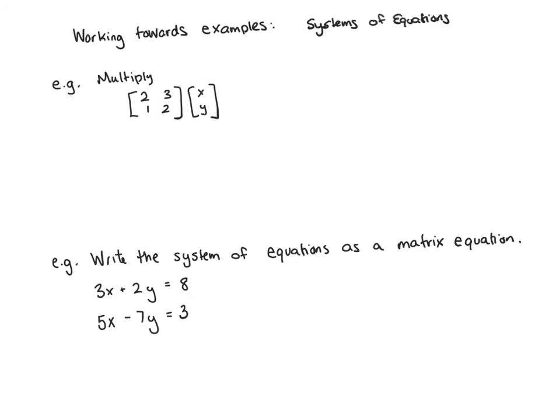So let's look at some more examples of when we might use matrices. The first example we want to look at is systems of equations. Let's do this matrix multiplication problem to see how matrices can be related to systems of equations. I have this matrix of numbers here, and I want to multiply it by this matrix of variables x and y to see what I get.